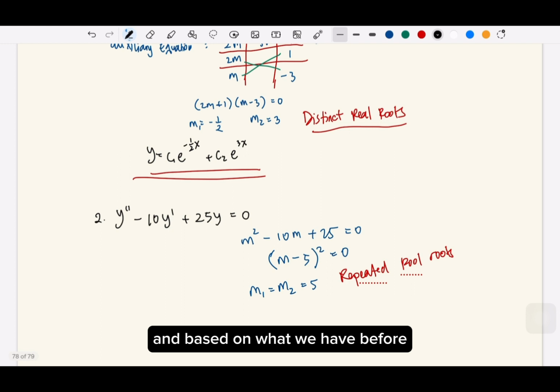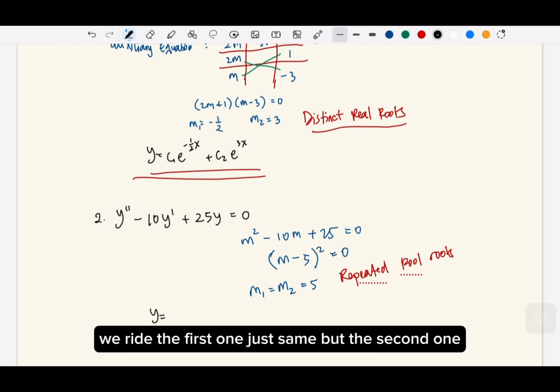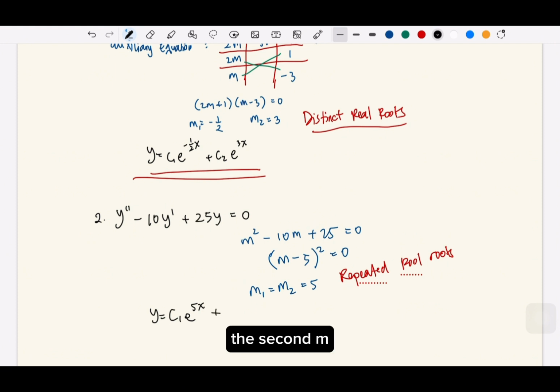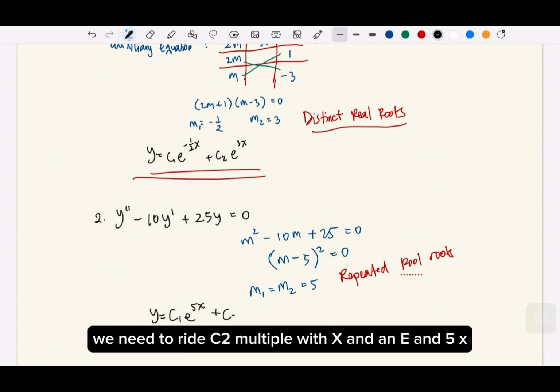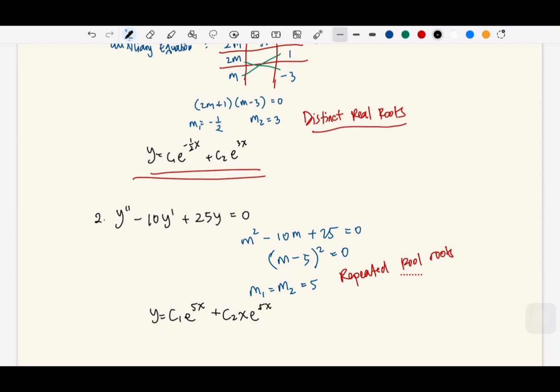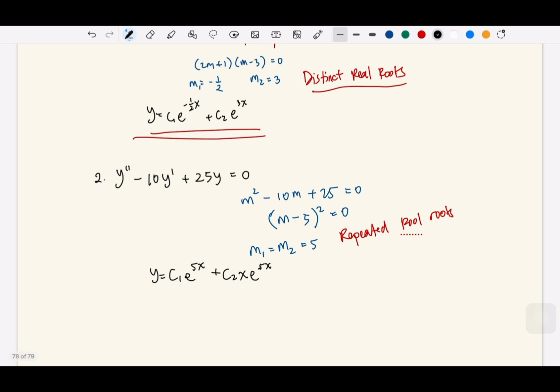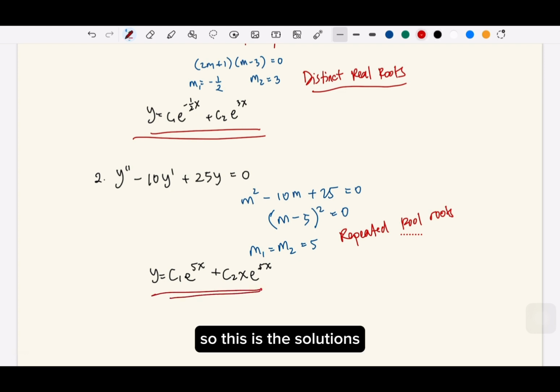Based on what we have before, we write the first one just the same, but for the second one, we need to write c2 multiplied with x and then e to the 5x. So this is the solution.